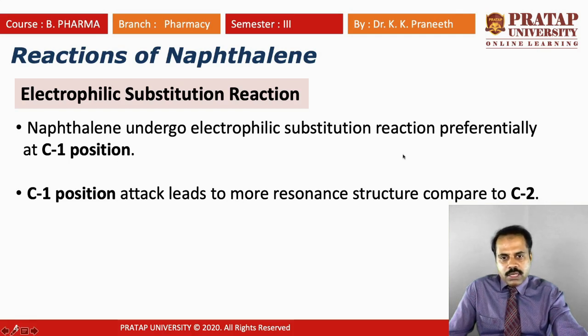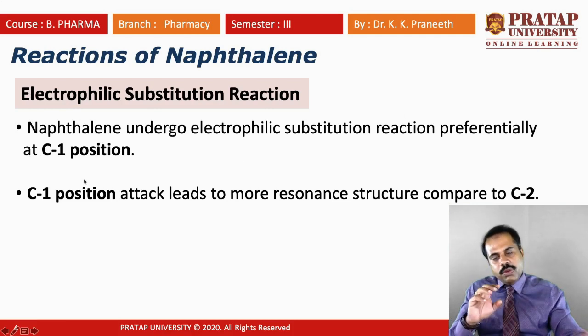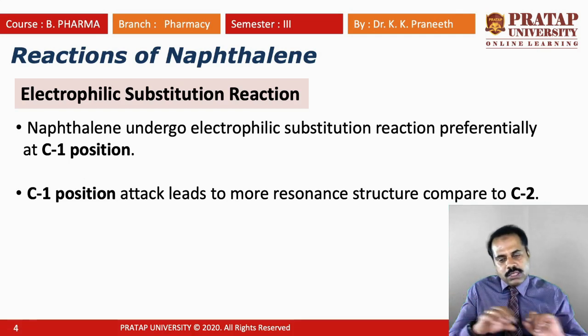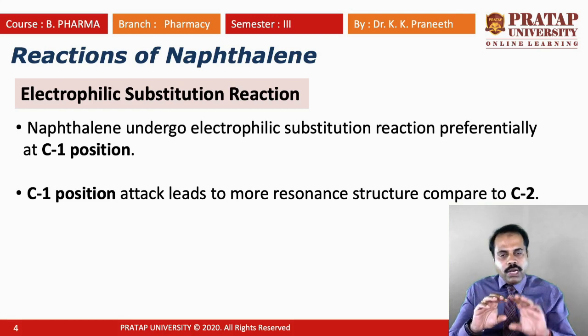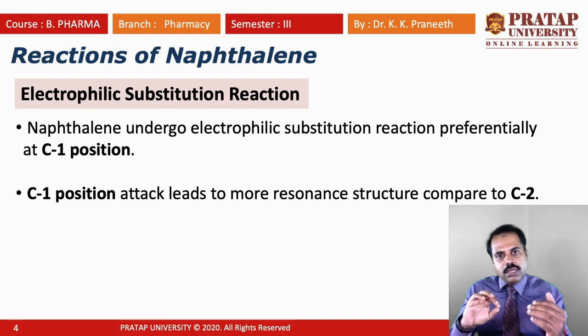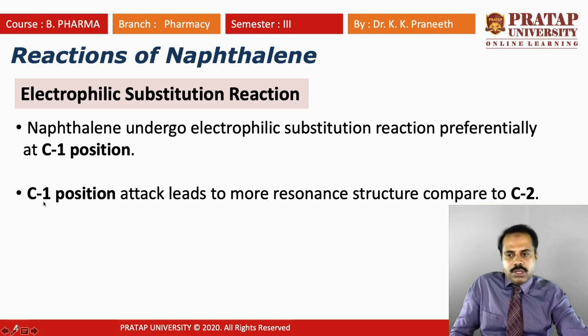So see, here I mentioned that electrophilic substitution reaction on naphthalene occurs at the C1 position. Why? Because if you attach the electrophile at the C1 position, we can write more resonance structures. We already know that if you are able to write more resonance structures, the stability of that intermediate will be more, right? So more resonance structures means more stable. You can remember this. So C1 position attack leads to more resonance structures. This means this position attack is more stable, so it will prefer the C1 position compared to C2.